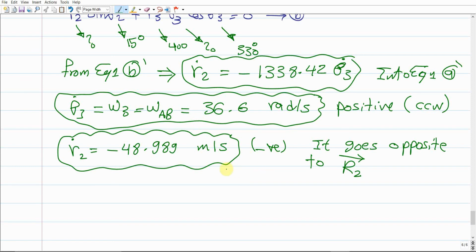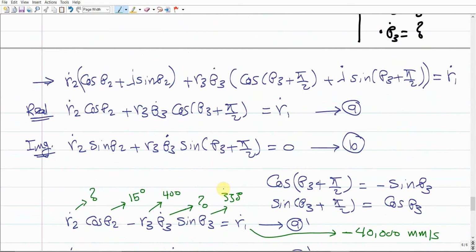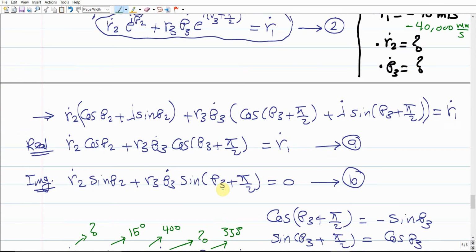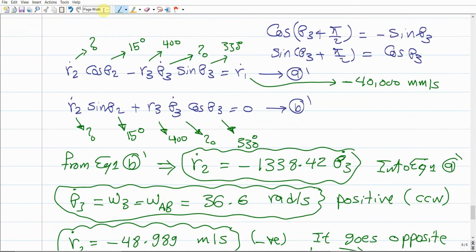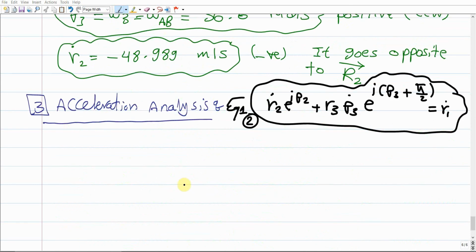Make sense? So this is the velocity analysis, and these are the two unknowns. Velocity analysis means finding the two unknowns. How about the acceleration analysis? We're just going to stick to the procedure and repeat it again. So now let us move to the acceleration analysis, and I've brought here equation 2, which was the velocity loop closure equation that we got in the velocity analysis, because this is the equation that we have to differentiate right now.